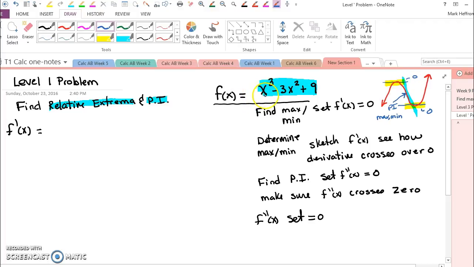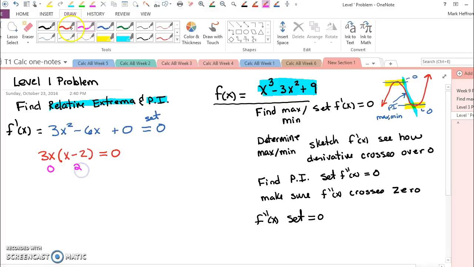So we need to take the derivative of f of x. That would be 3x squared minus 6x plus 0, because the derivative of a constant is 0, and we're setting this equal to 0. I can factor out a 3 and an x, and I have x minus 2 equals 0. So that means my zeros of my derivative are at 0 and 2.